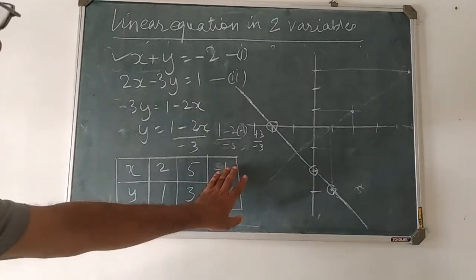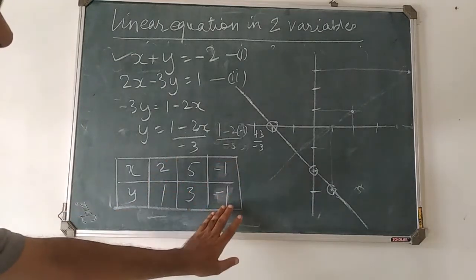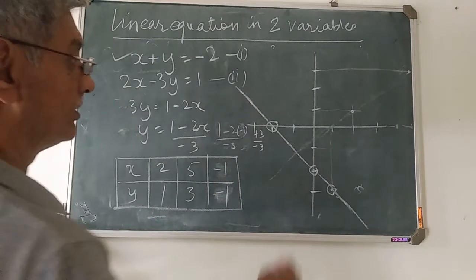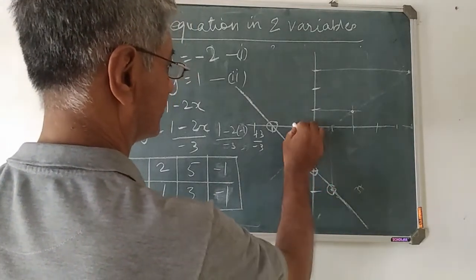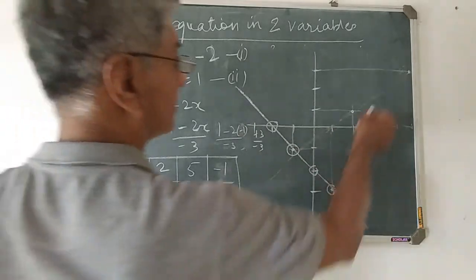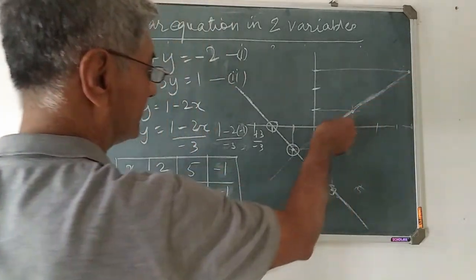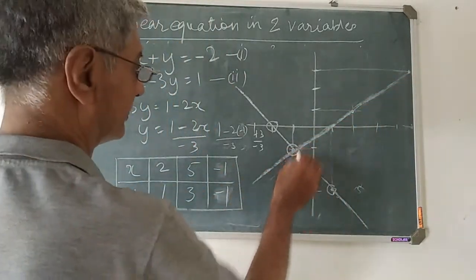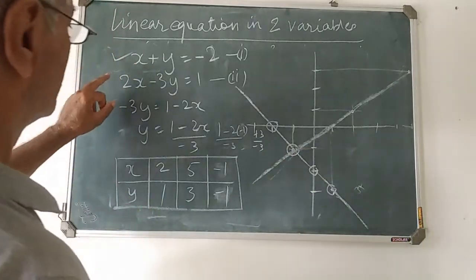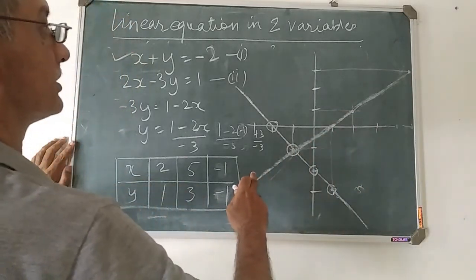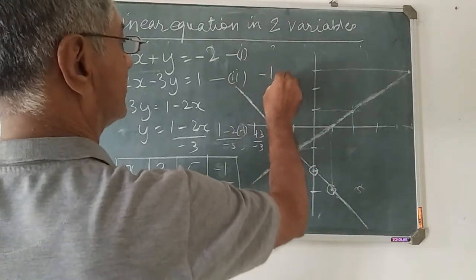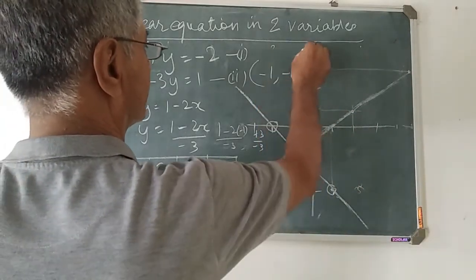Okay, because 2 and 1 we had it twice, so we don't want to do that. So 1 and 1 will be here, minus 1 and minus 1. So if we draw this, this is where it will meet. Okay. So the solution to these two equations will be minus 1 and minus 1. This is the solution.